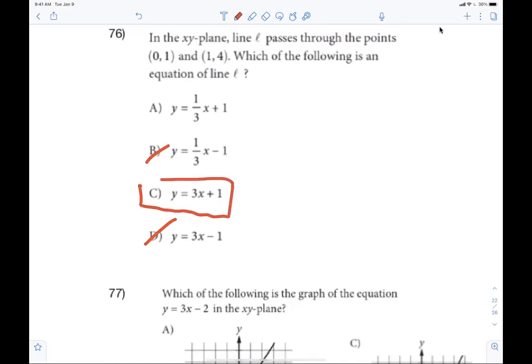Yes. Why could the Y-intercept be 4? What's the Y-intercept? The Y-intercept is where it crosses the Y-axis.